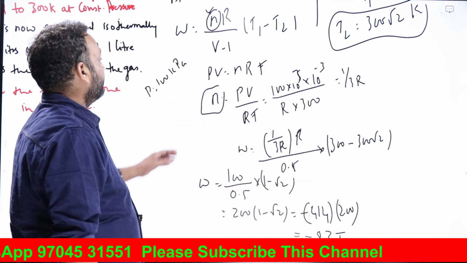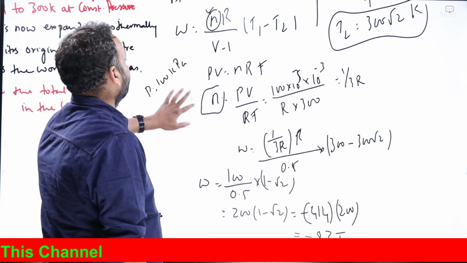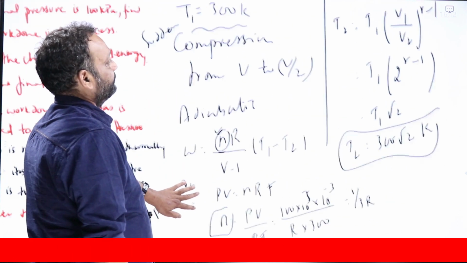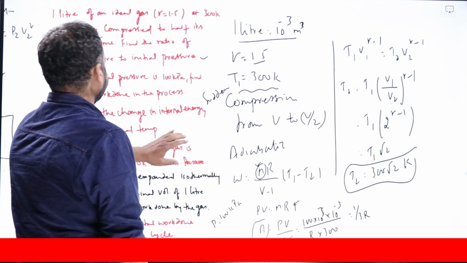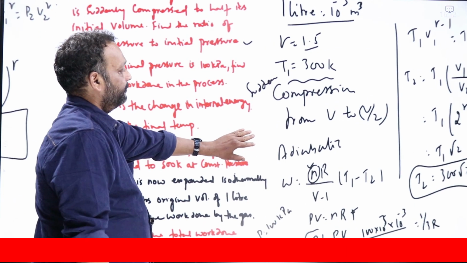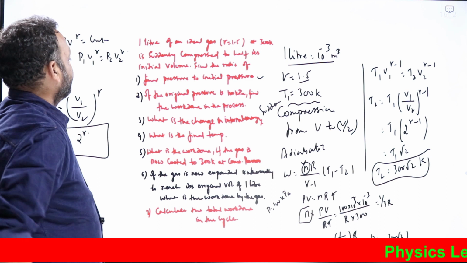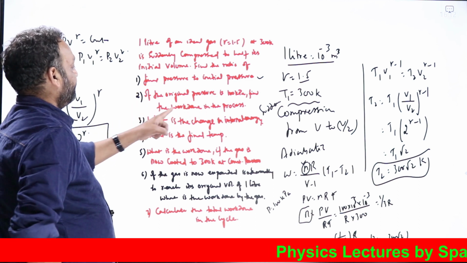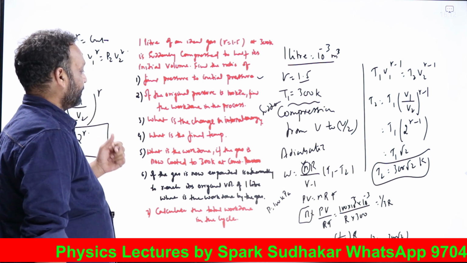Okay, now let us go for the next question here. One problem, right? We are making use of almost all the formulae we have studied in thermodynamics till now. If the original pressure is 100 kPa, find the work done in the process. That second part is over. Five more are there.